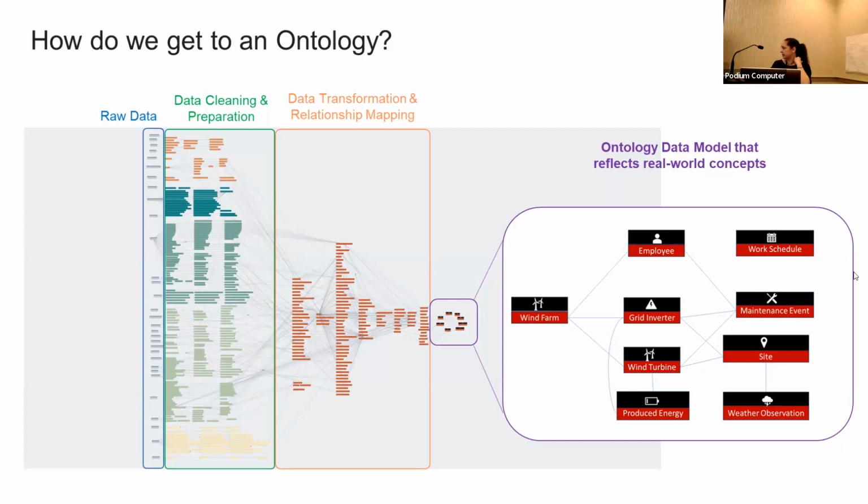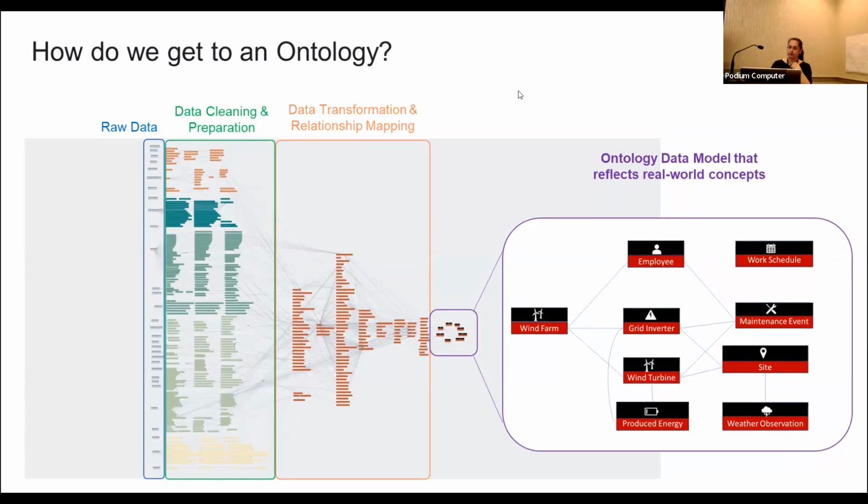So over here, back to our wind turbine example, we have an example of an ontology for that.